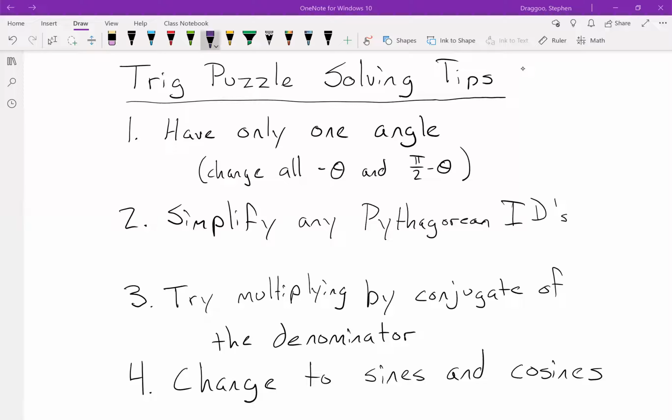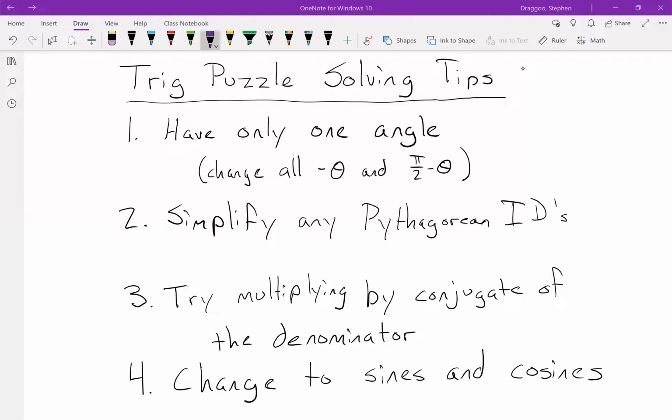Tip number 2, if you have a squared trig function, chances are you're going to want to use a Pythagorean identity with that squared function, since that's the one identity that deals with square functions. So most of the time, if you have anything squared, you're probably going to want to use a Pythagorean identity to simplify that.